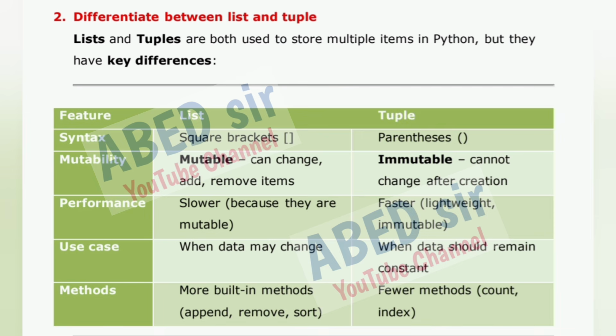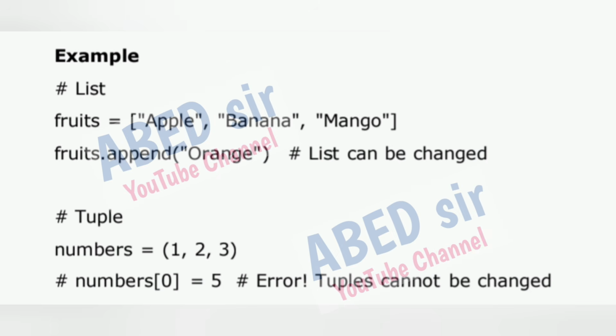Performance: slower because they are mutable; faster and lightweight because immutable. Use case: when data may change; when data should remain constant. Methods: more built-in methods like append, remove, sort; fewer methods like count, index. Example, list: fruits = apple, banana, mango. fruits.append(orange). The list can be changed. Tuple: numbers = 1, 2, 3. numbers[0] = 5 gives an error. Tuples cannot be changed.